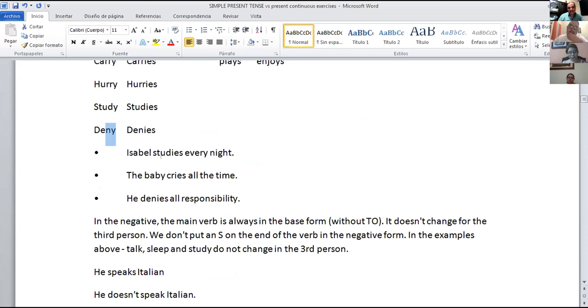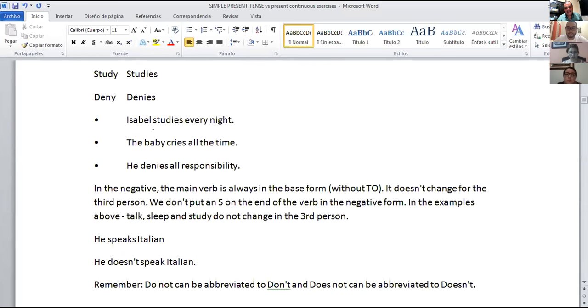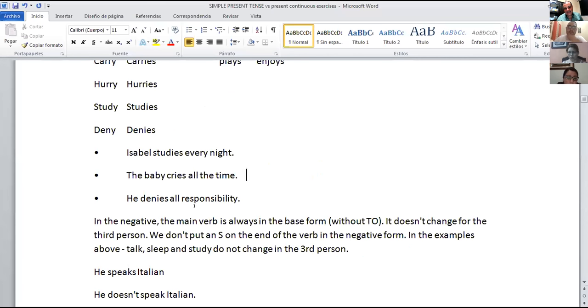So, Isabel studies, you see, I'm talking about she. So she studies every night. Isabel studies every night. The baby, whether the baby is he or she, is singular, so cries all the time. Normally, the verb is cry, but because it is consonant plus Y, we remove the Y and add IES. Okay? Very good. And he denies all responsibility. Deny means negar. So he denies all responsibility.